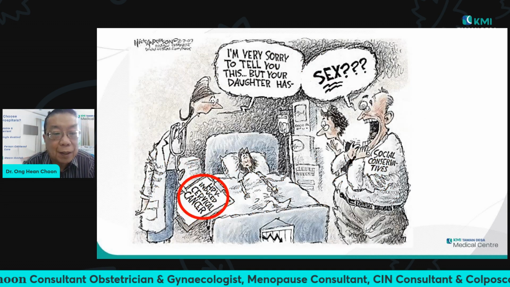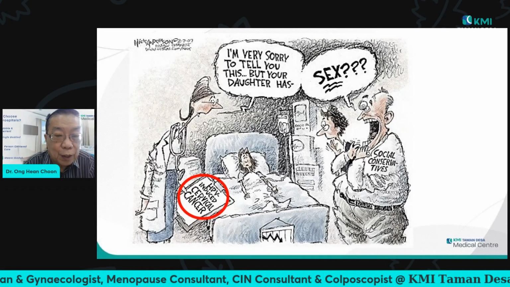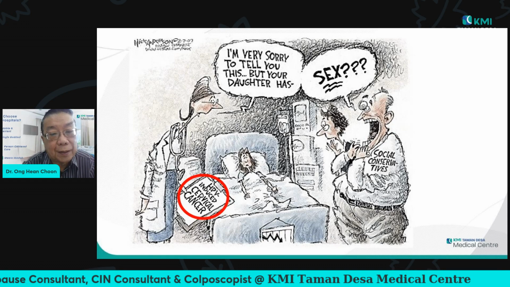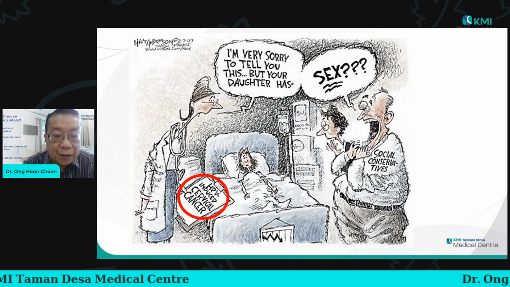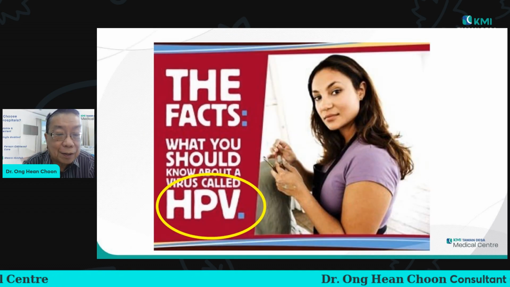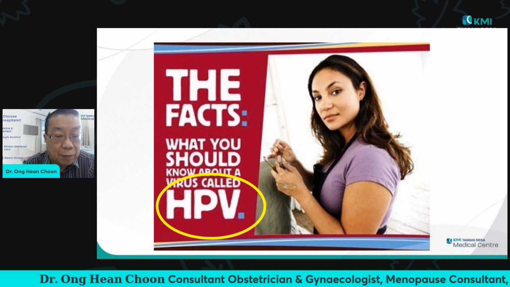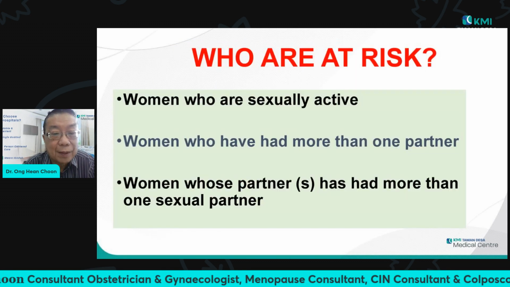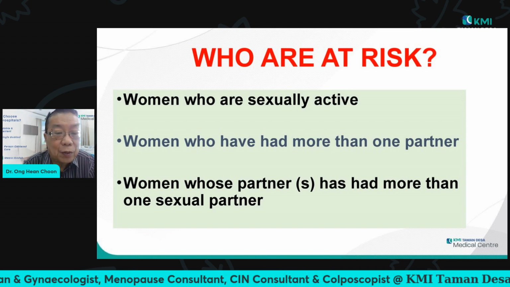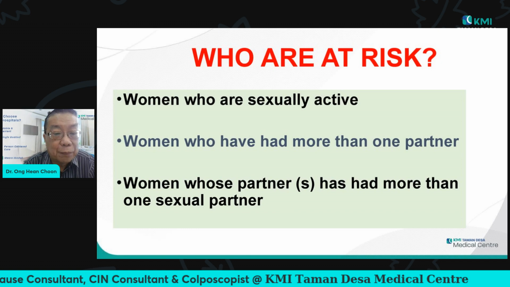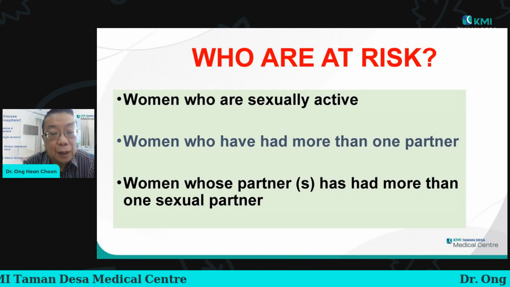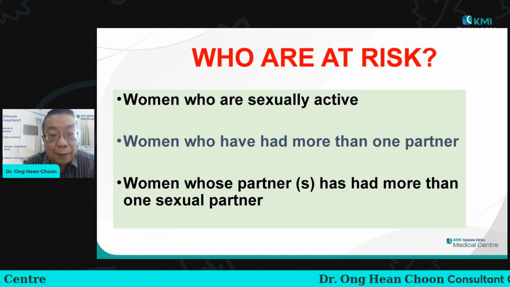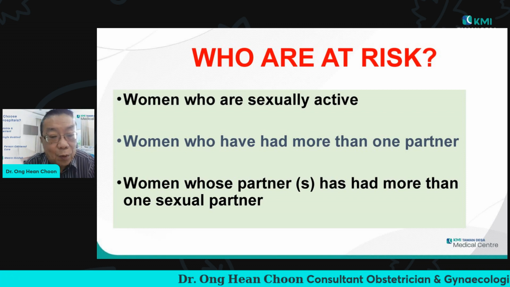The next issue is that after sex, they might get HPV, human papilloma virus. And this is the precursor or the initiator of the change of the normal cell into the precancer and cancer cells. So let's say a few words about HPV. I use the word HPV, I already told you, it stands for human papilloma virus. Who are at risk? Basically, women who are sexually active. More importantly, women who have had more than one sexual partner. And equally important is women whose partner or partners have had more than one sexual partner.